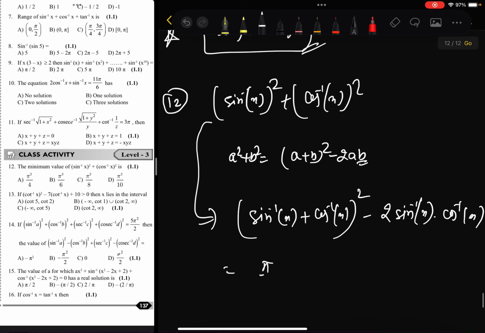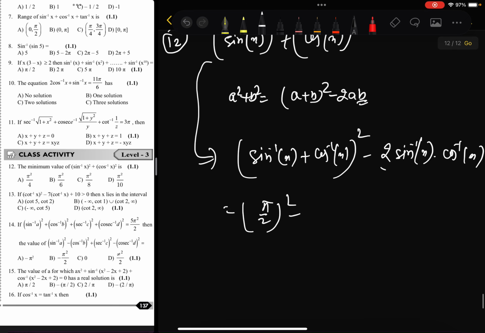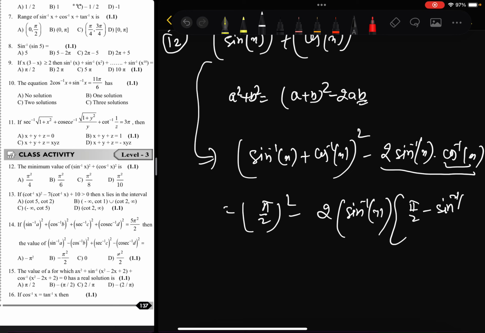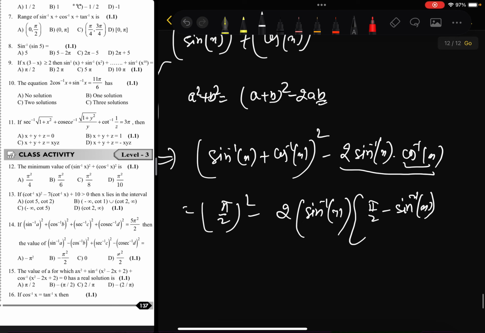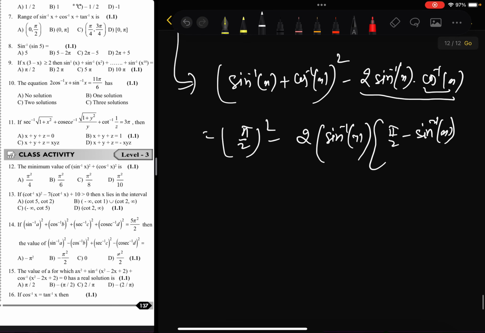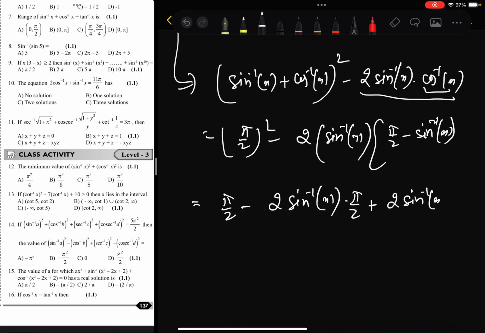So this will become pi by 2 whole square minus 2 times sine inverse x into cos inverse x. In place of cos inverse x, I write pi by 2 minus sine inverse x, and we are supposed to find the minimum value. So this equals pi by 2 whole square minus 2 times sine inverse x into pi by 2 minus sine inverse x, which gives plus 2 sine inverse x whole square, right?